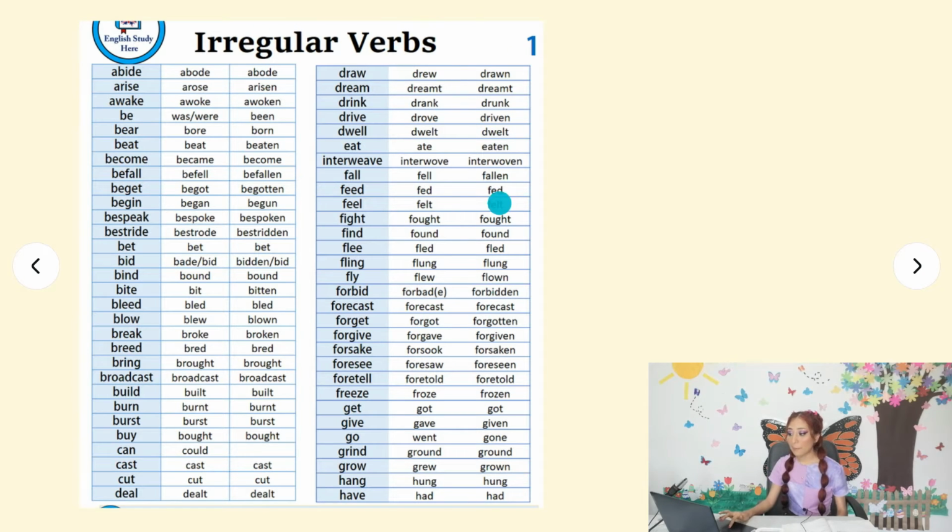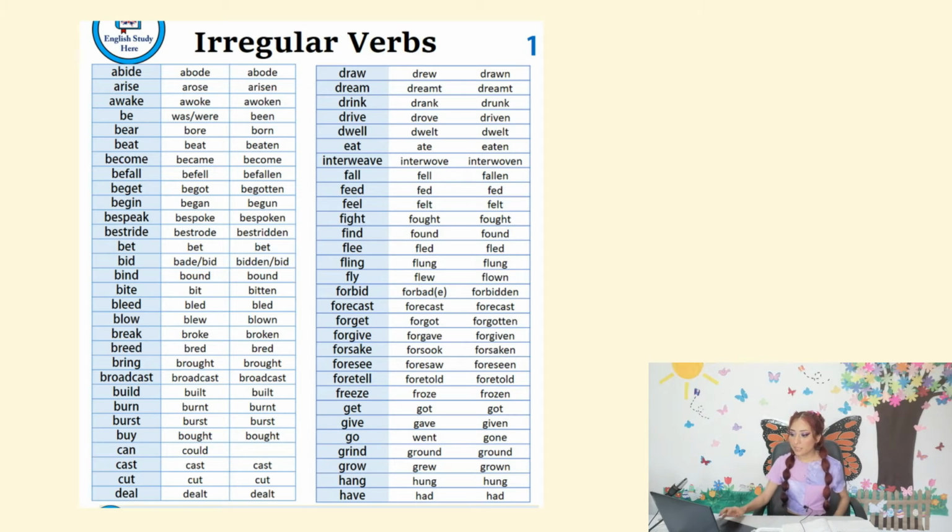Present, past, and past participle. Recuerda que nos estamos fijando en la última columna, ¿ok? Entonces, remember, there aren't rules to know how to conjugate a verb into an irregular, into a past participle verb. We don't have rules for that. That's the reason why we need to be practicing this.